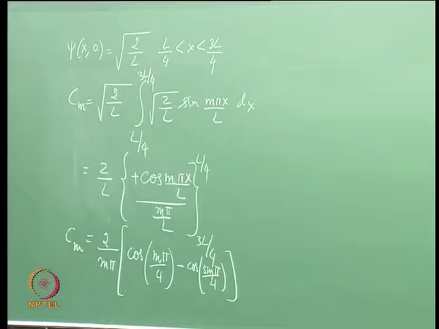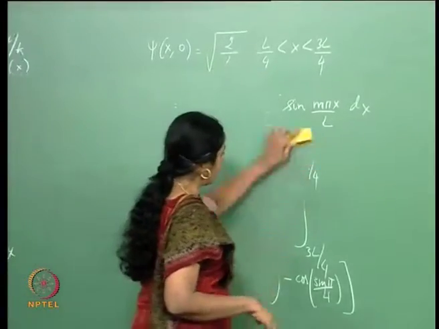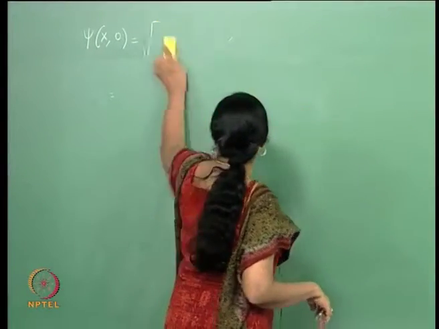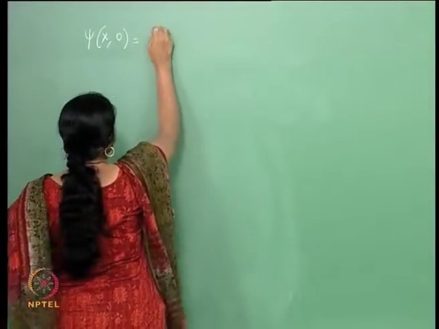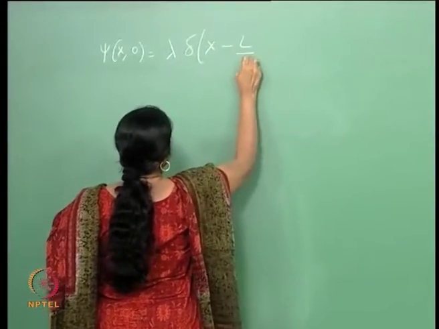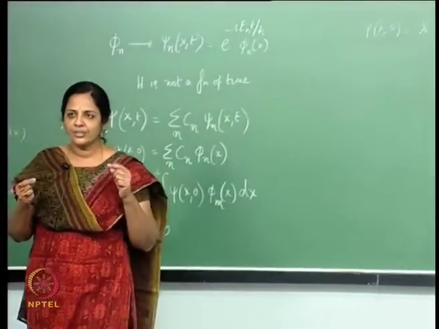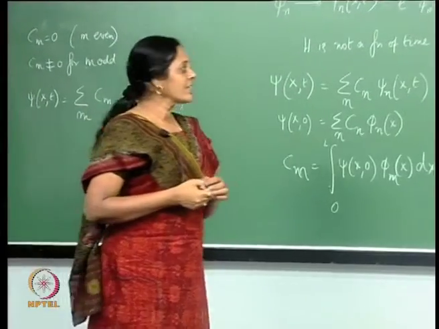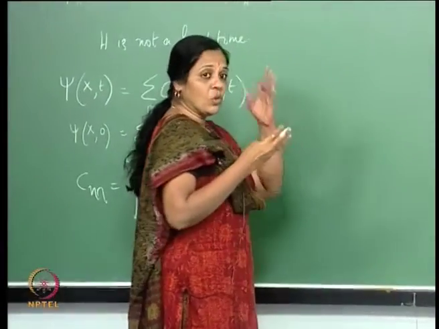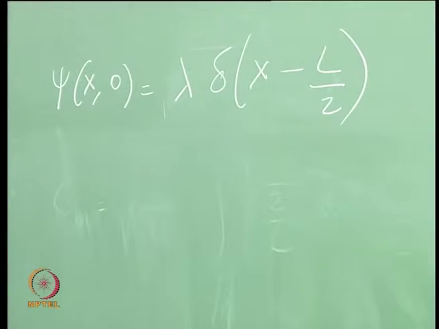So, let us go to the next level of complication. I am going to use a different psi of x comma 0. Let us say that this is some positive constant lambda times delta of x minus L by 2. That is the delta function there, and that tells us therefore that the state is sharply localized at x equals L by 2, somewhere in the middle of the box and nowhere else. There is no spread, and there is a weight here, there is a lambda. So, what happens in this case?